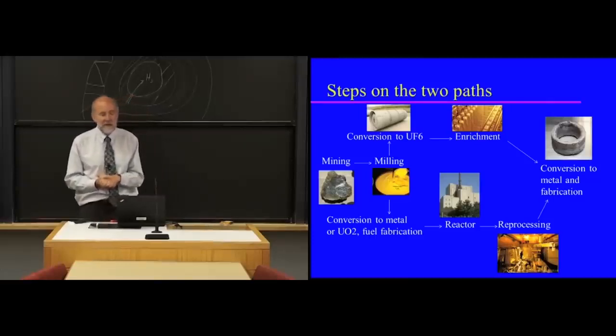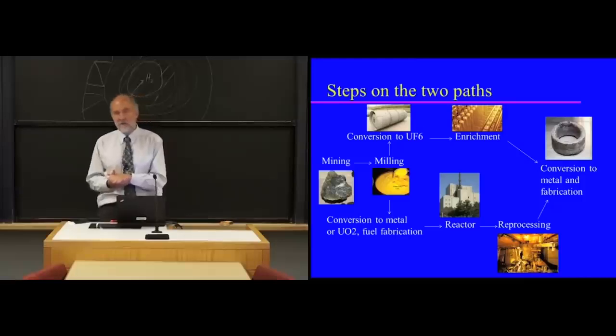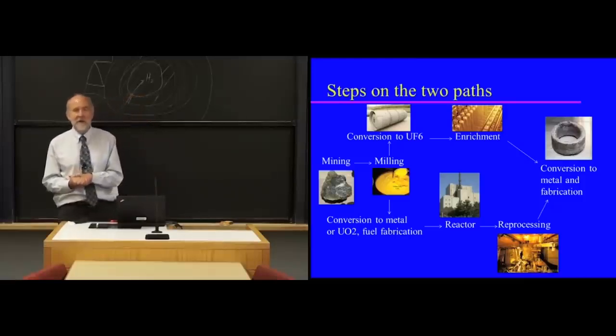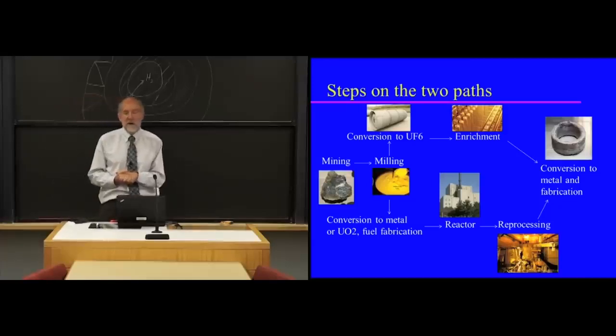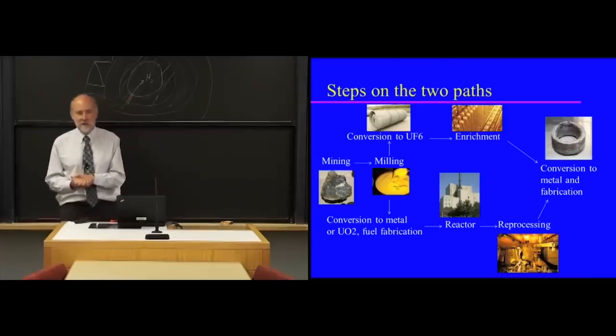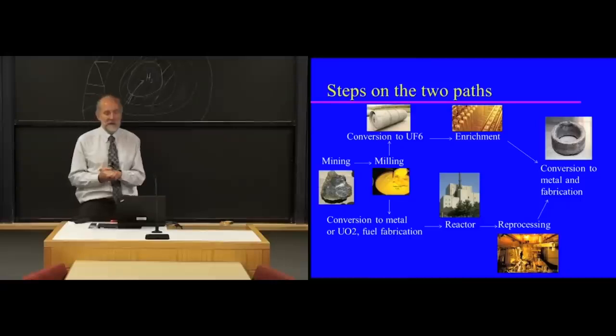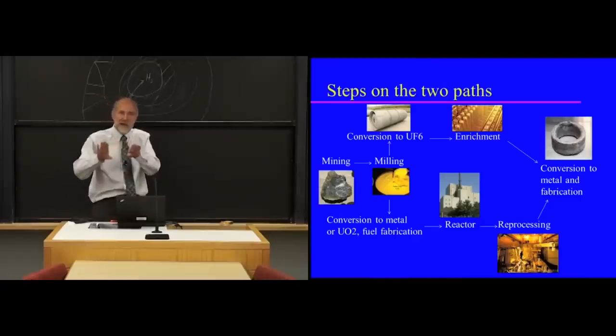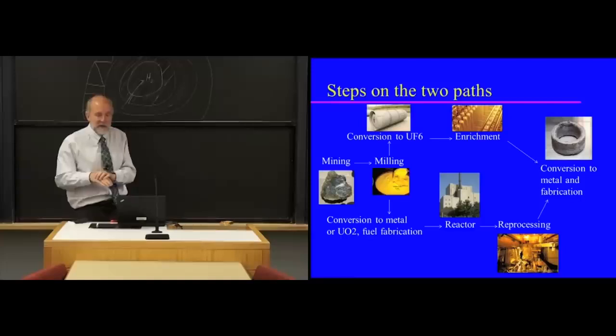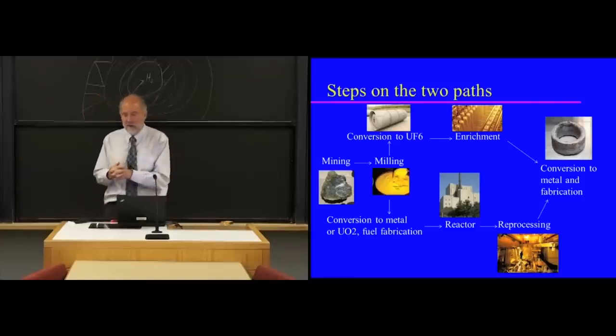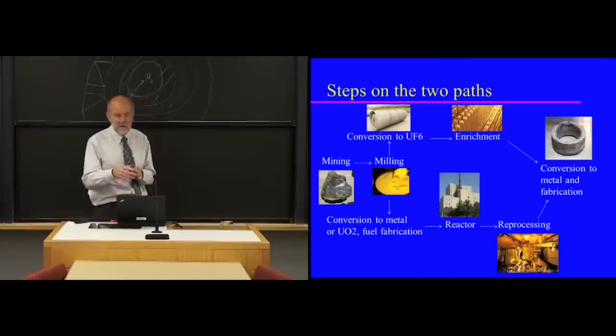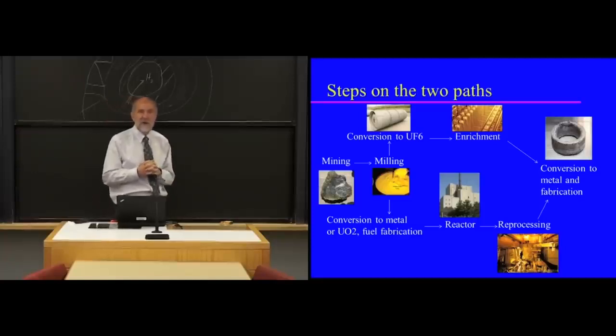All right, so you take uranium hexafluoride. I have a picture of one of the huge barrels that it's stored in, and that goes to an enrichment plant. We'll talk more about enrichment later, but that separates out the slightly lighter uranium-235 atoms from the slightly heavier uranium-238 atoms. And then you go to conversion to metal and fabrication. You can see there a ring of, I believe it's plutonium metal in that picture.